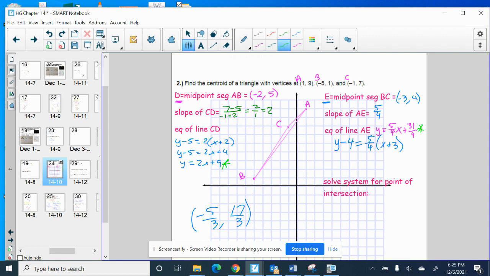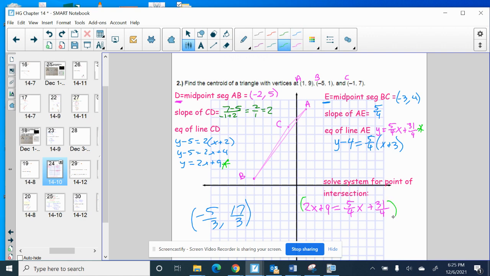So then at this point, we can just go ahead and solve the system. So these are the 2 equations we're going to be using. So we can go ahead and set them equal to each other since they're already both set equal to y. We can just substitute in the 2x plus 9 in the y over here in this other equation. So we're going to have 2x plus 9 equals 5/4 x plus 31/4. And then our goal is to go ahead and solve for x.